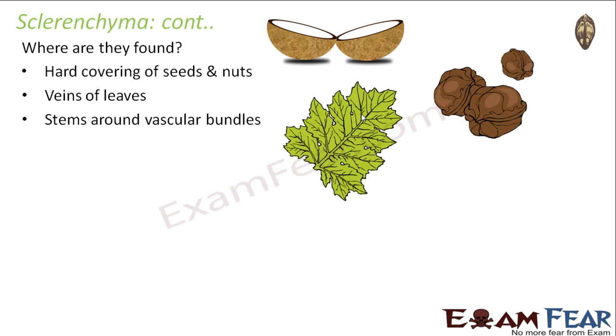It is also found in stems around vascular bundles. Now what is a vascular bundle? You might be wondering. We will talk about vascular bundles in detail as we go ahead. Vascular bundles are nothing but complex tissues. They fall under the category of complex permanent tissue. The stems of the plants around vascular bundles are also very hard. So there also we have Sclerenchyma.